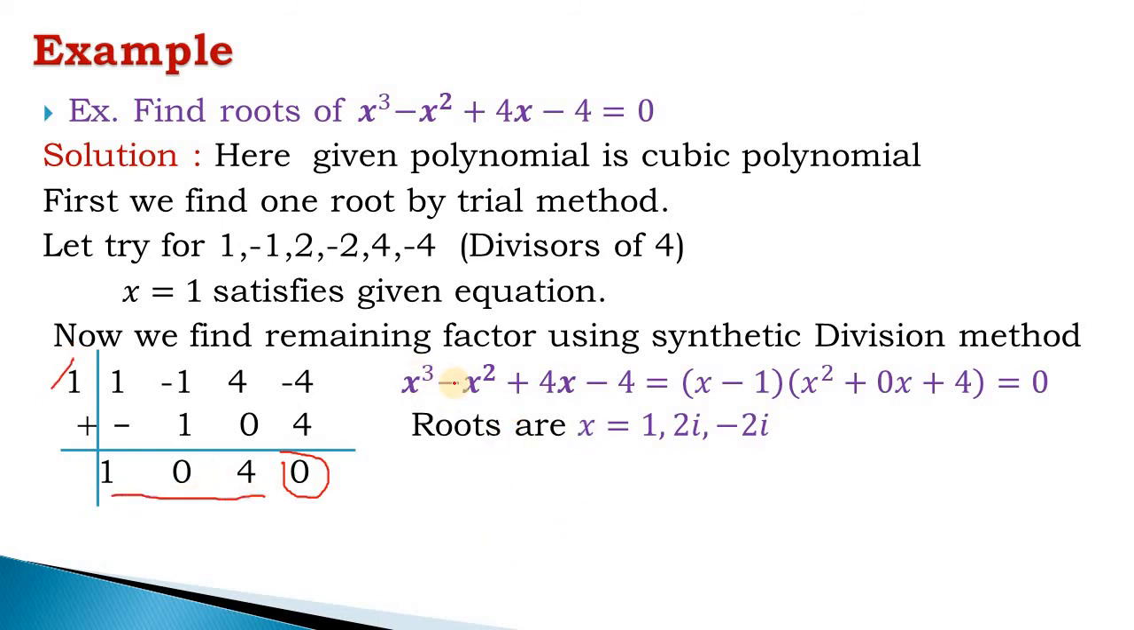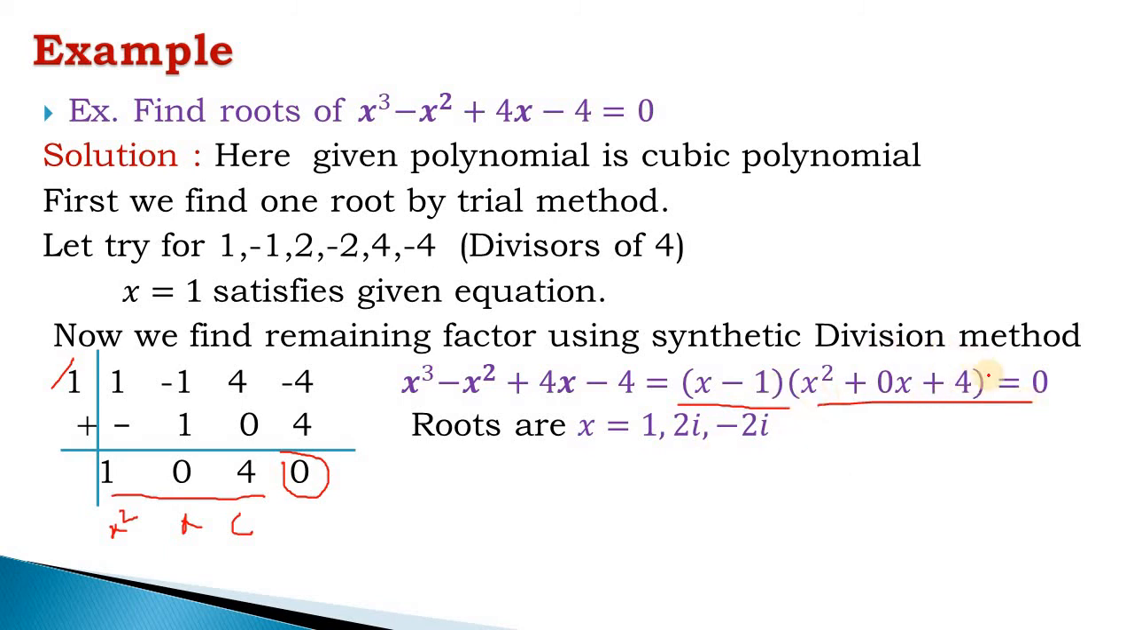So how do we write x cube minus x square plus 4x minus 4? The first linear factor corresponding to root x equal to 1 is x minus 1, not x plus 1, x minus 1. And to write the quadratic factor, this is the coefficient of x square, this is the coefficient of x, and this is the constant. So 1x square plus 0x plus 4. This is the quadratic factor, that means x square plus 4.